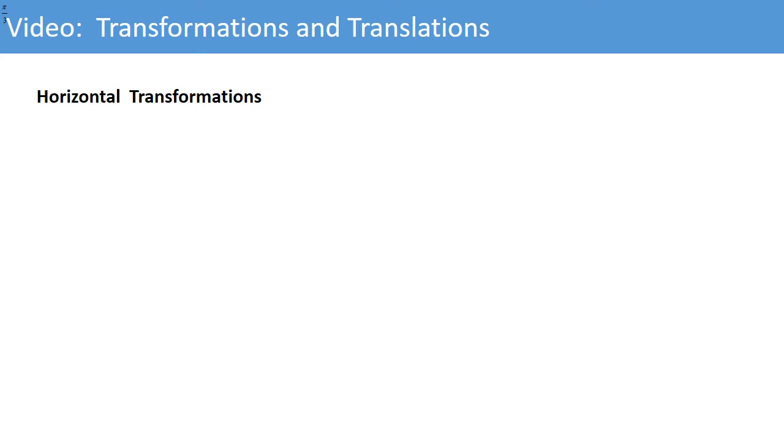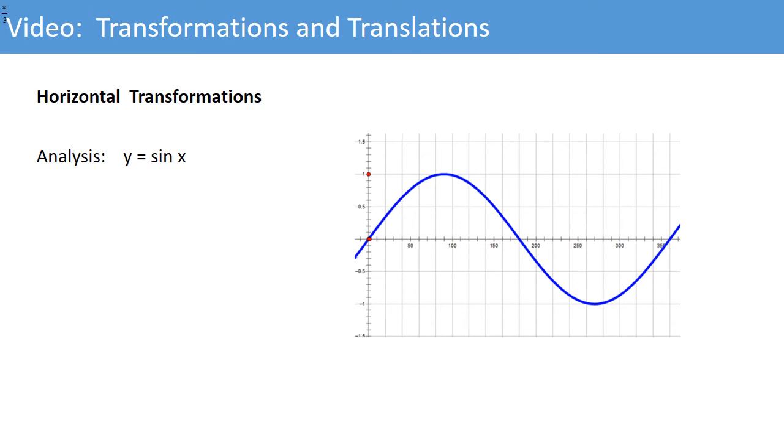Horizontal transformations. Analysis, y equals sine x. What are the default settings? The value of k is 1. The period length then is 360 degrees, shown in our diagram.